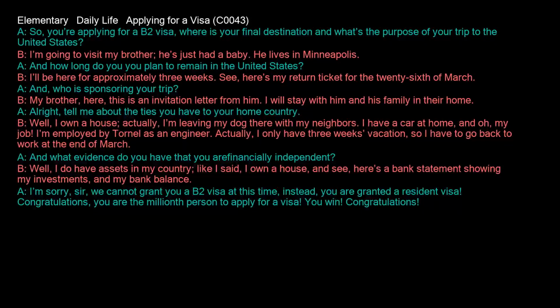All right. Tell me about the ties you have to your home country. Well, I own a house. Actually, I'm leaving my dog there with my neighbors. I have a car at home and my job. I'm employed by Tornell as an engineer. Actually, I only have 3 weeks vacation, so I have to go back to work at the end of March. And what evidence do you have that you are financially independent? Well, I do have assets in my country. Like I said, I own a house. And see, here's a bank statement showing my investments and my bank balance.